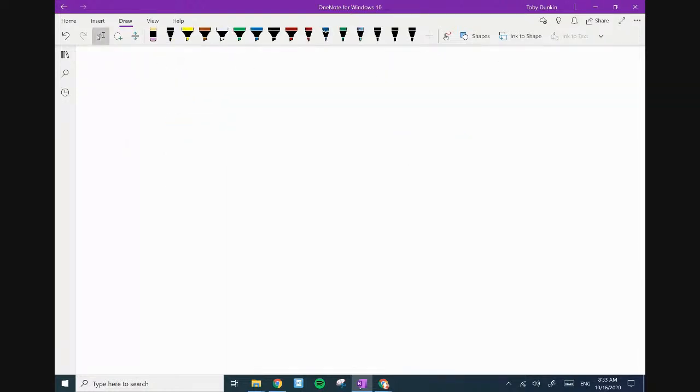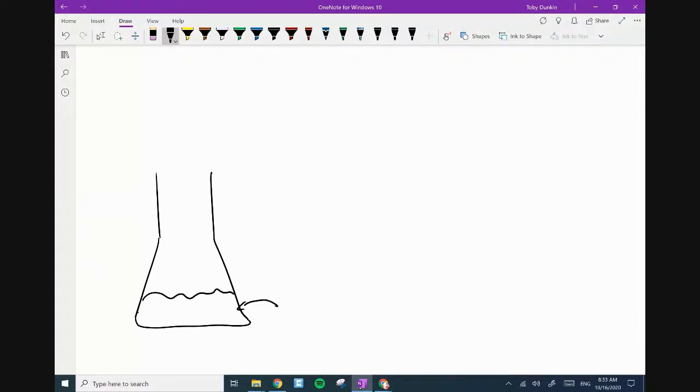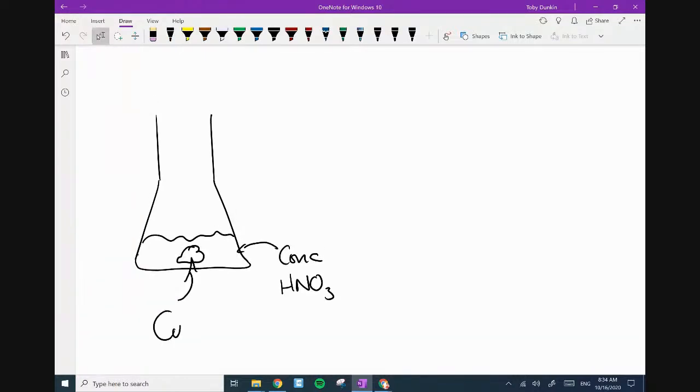So what you do is you take a conical flask. My diagrams are amazing. You add a small amount of concentrated nitric acid. That's terrifying, by the way. And you then add some copper. Yeah, you add some copper metal, Cu solid. So concentrated nitric acid, just so you know, is a liquid technically rather than aqueous. It's concentrated, which means there's no water.